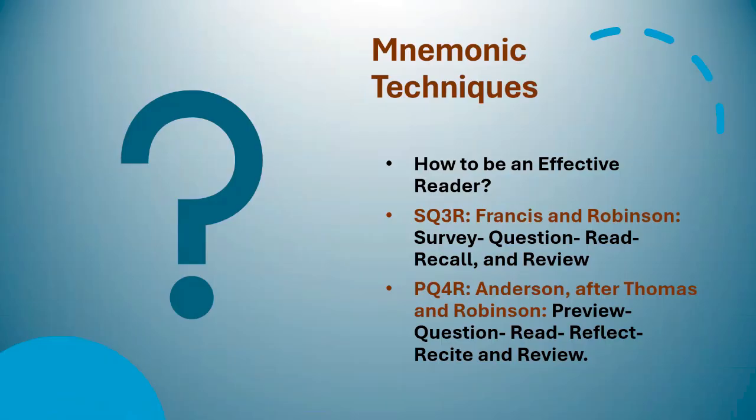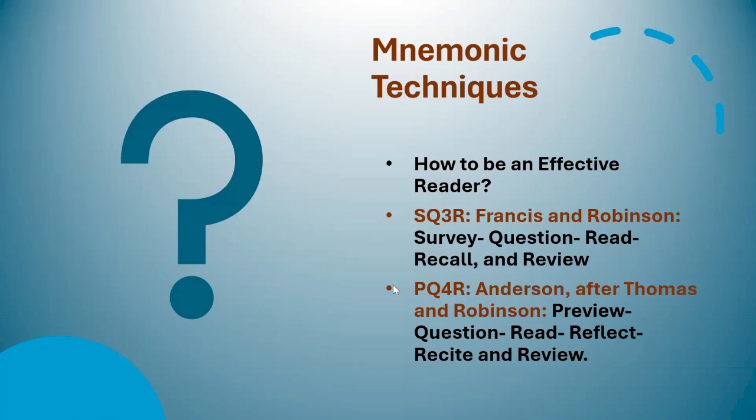But there are mnemonic techniques. If you want to make it very effective, we have to do certain things. How to be an effective reader? We have to follow SQ3R. Francis Robinson has given it. S for survey, Q for question, and 3R. What are the 3Rs? Read, recall, and review. So survey, question, read, recall, and review. This will make us effective readers.